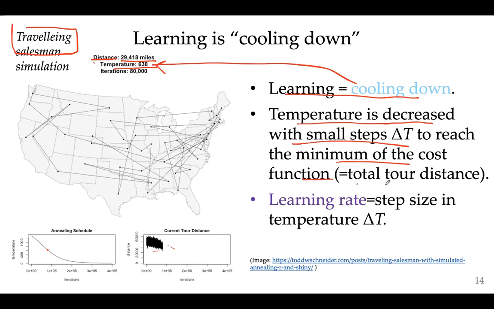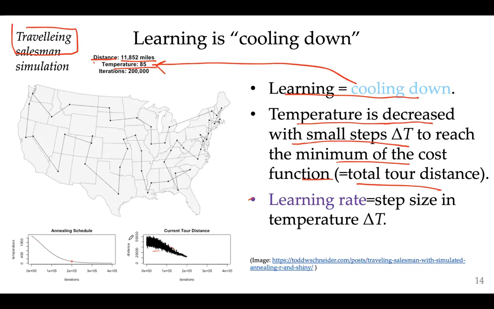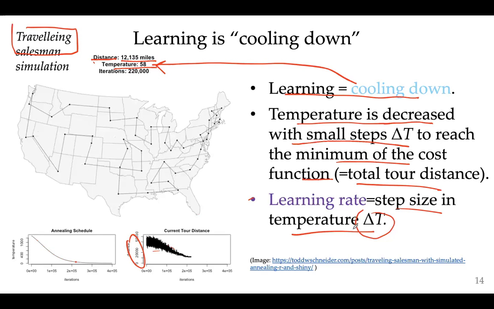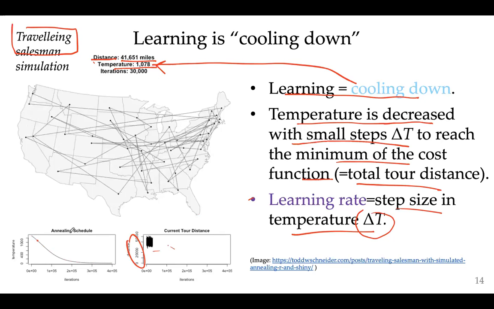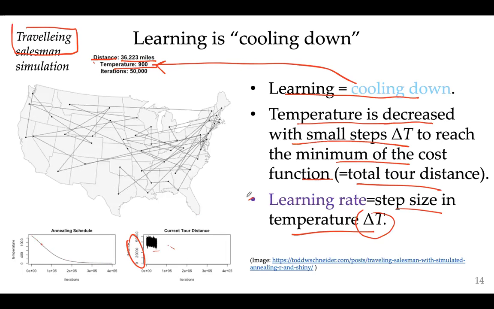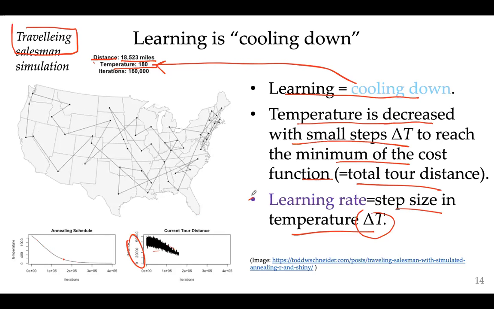Here, the temperature is decreased with small steps of delta t to reach the minimum of the cost function. The cost function is the total tour distance here, this one. And the learning rate is basically the step size in the temperature. So delta t is the step size, and it's the learning rate in the context of machine learning. Of course, delta t may change as you move, so it can be adaptive. As the simulation goes on, you can also change delta t. And this is the connection between, again, statistical mechanics and optimization problems.